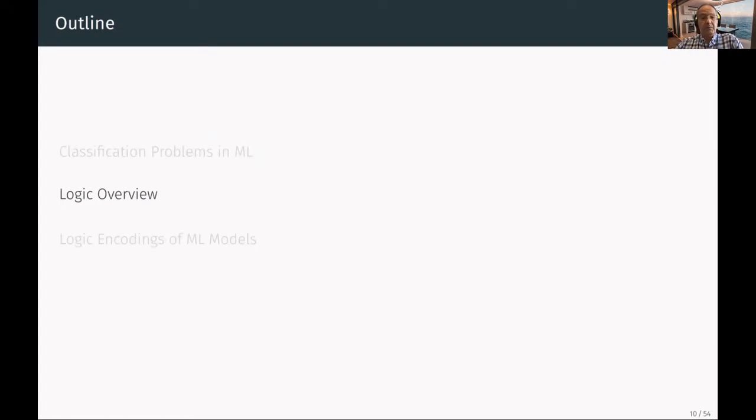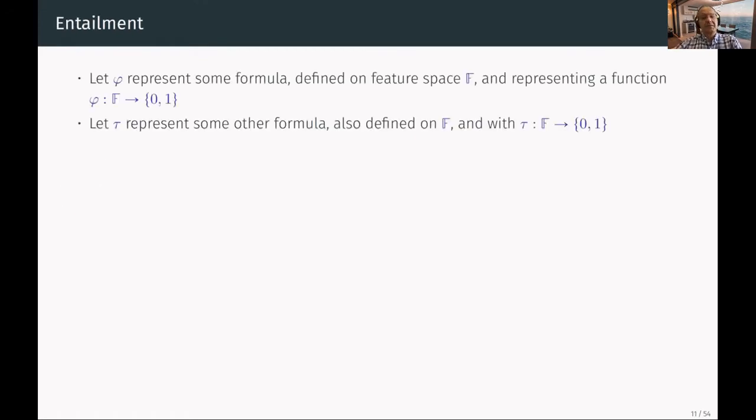Okay, so when we talk about explainability, a very important topic is being able to understand entailment. So let me see if we are all on the same page. Let's assume we have a formula phi which is computing a function, and we use the same name just for simplicity, that maps some feature space to 0, 1. And suppose you have some other formula, tau, also defined on feature space, computing again a Boolean function. So we say that the second formula, tau, entails the first formula, phi, and this is the notation that we use, tau entails phi, if for any point in feature space, whenever the second formula, tau, is true, then phi is also true.